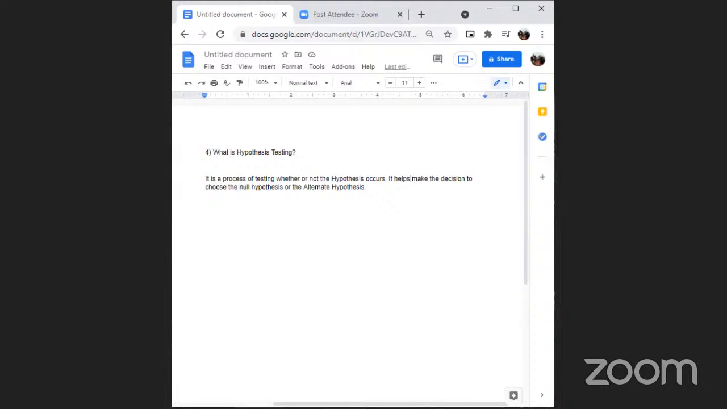So yeah, as I told you, it is a process of testing whether the hypothesis that we assume occurs or not. It helps us make the decision to take the null hypothesis or the alternate hypothesis. Null hypothesis is supposed to be the assumption that we assume. Alternate hypothesis is something which is taken when the null hypothesis is not considered, and what is the next step, probably to avoid the risk when you're making decisions in risk management.